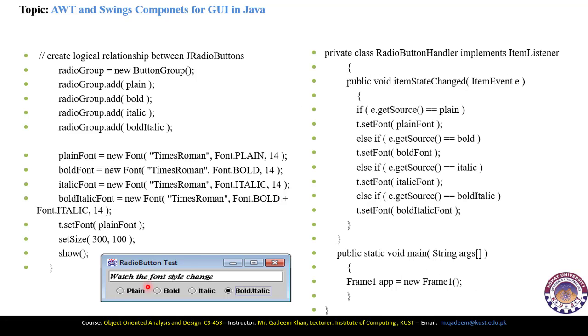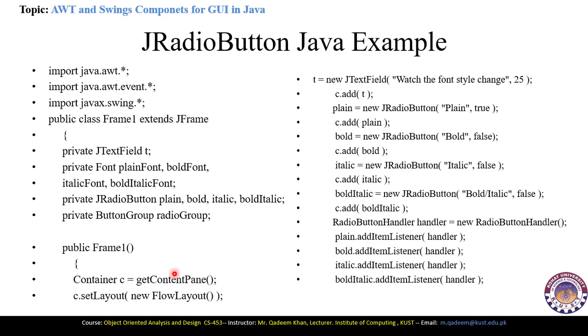Basically, the purpose of the JRadioButton here is to change the text styles. So when you select plain, then it will be set to plain, and if you select bold, then the text style will be bold, and if it is italics, then it will be italic. And if you select this radio button, bold and italics, it will apply both fonts over this text area.